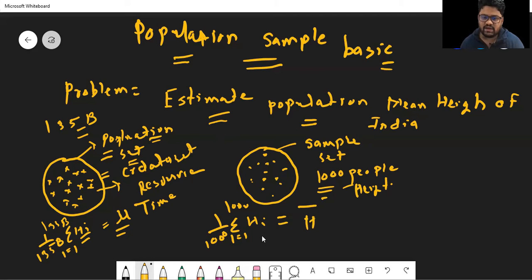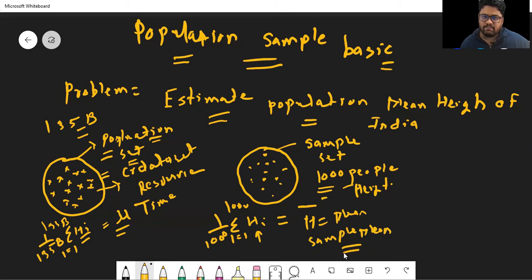So h is a random variable. We will understand what a random variable is, but here you will say that h is a random variable, and the mean of that random variable we generally denote by the bar symbol. So h bar is nothing but the mean of 1,000 people, or you can say the sample mean. This is a sample mean.